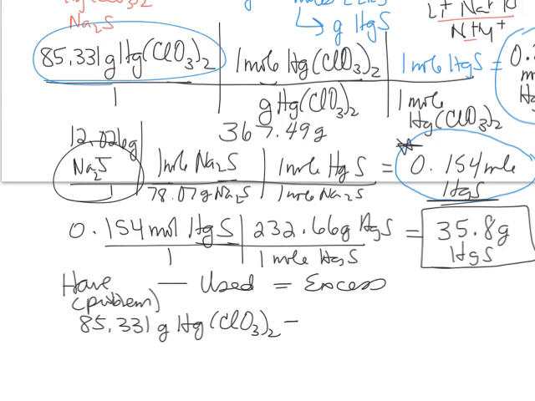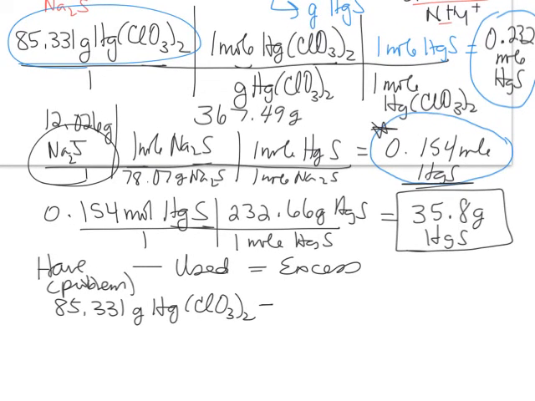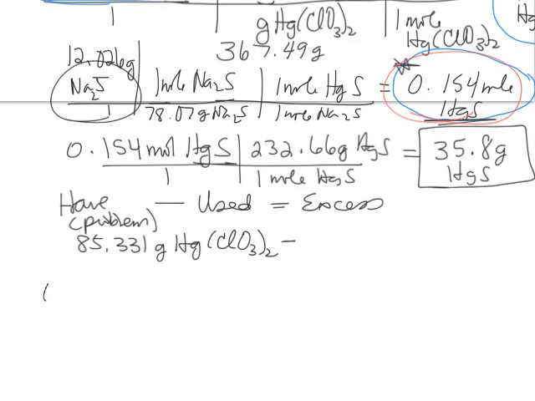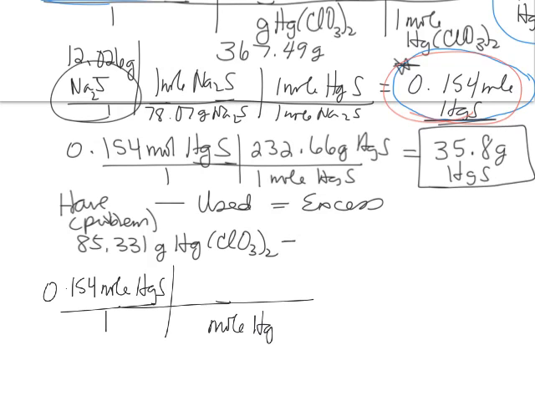So how do we figure out what is used? Well, we start with our limiting reagent right here. And so we're going to take 0.154 mole of our product, mercury sulfide, over 1, and we're going to convert the moles of mercury sulfide to moles of mercury chlorate.